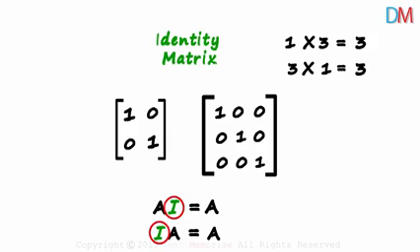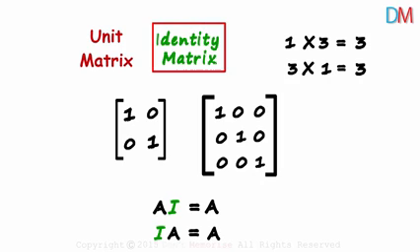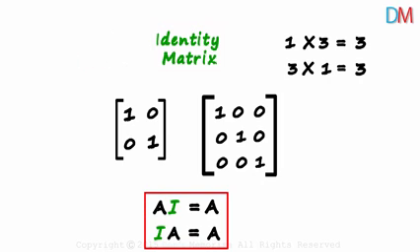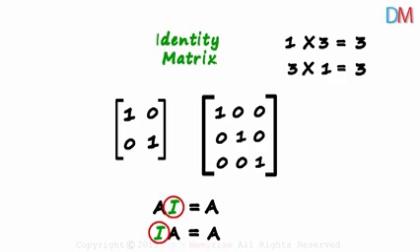The identity matrix, when multiplied with any matrix, gives us that same matrix back. It is also called the unit matrix. Will this always work for any square matrix? If the order of the identity matrix is same as this one, then yes, it will always work.